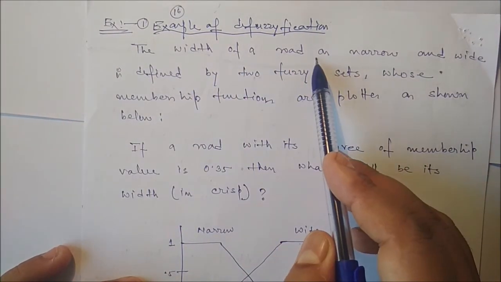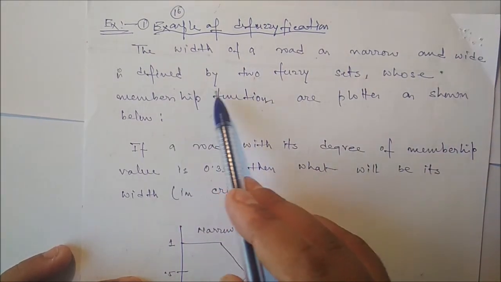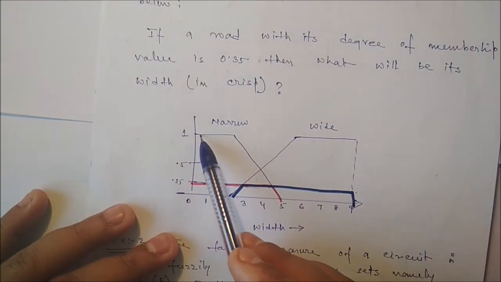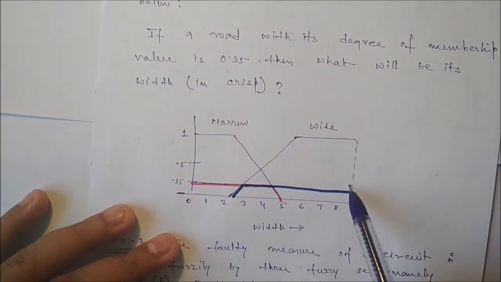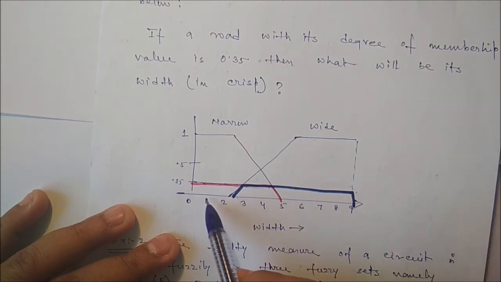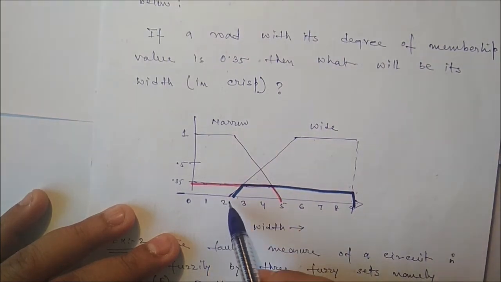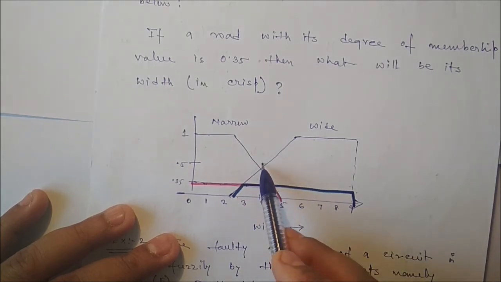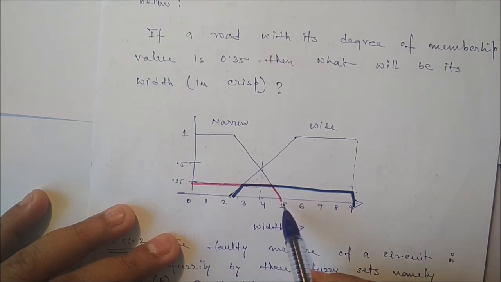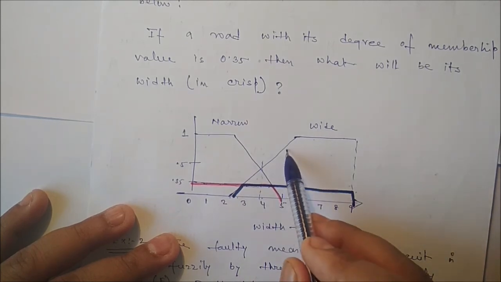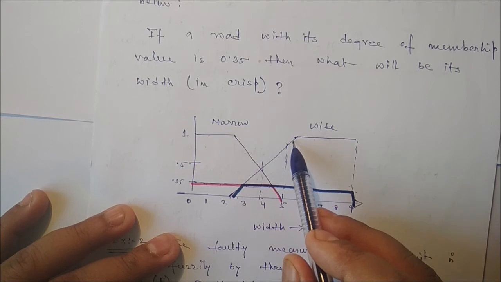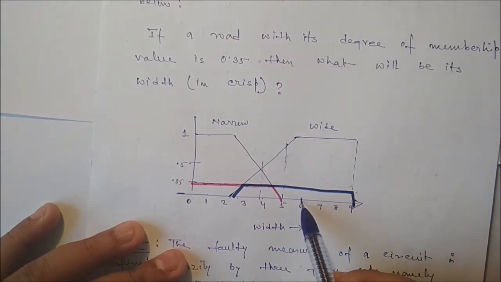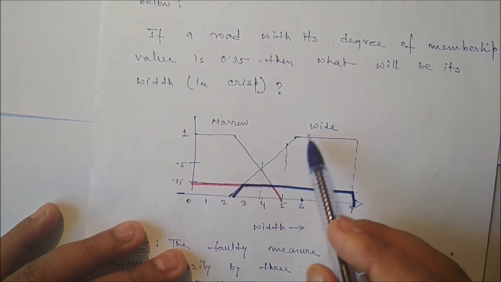The width of a road as narrow and wide is defined by two fuzzy sets whose membership functions are as shown below. We can see this is the narrow part and this is the wide part. Assume the unit is meters. If it is 1 meter, it is definitely narrow. If it is 2, it is also narrow. If it is 4, somewhere here, that means it is 50-50. If the width is 5 meters, it is not narrow, it is wide, but the membership value will be about 0.85. But if it is more than 6, 7, 8, it is definitely wide.